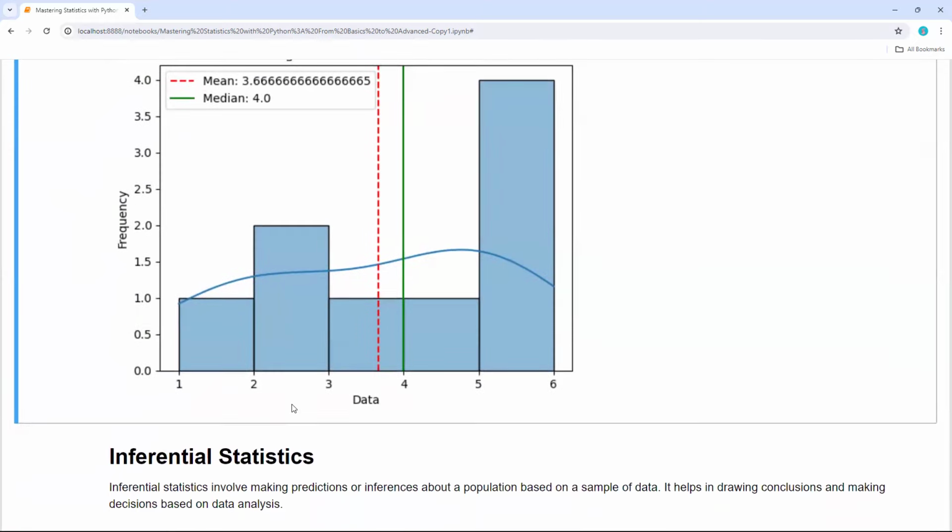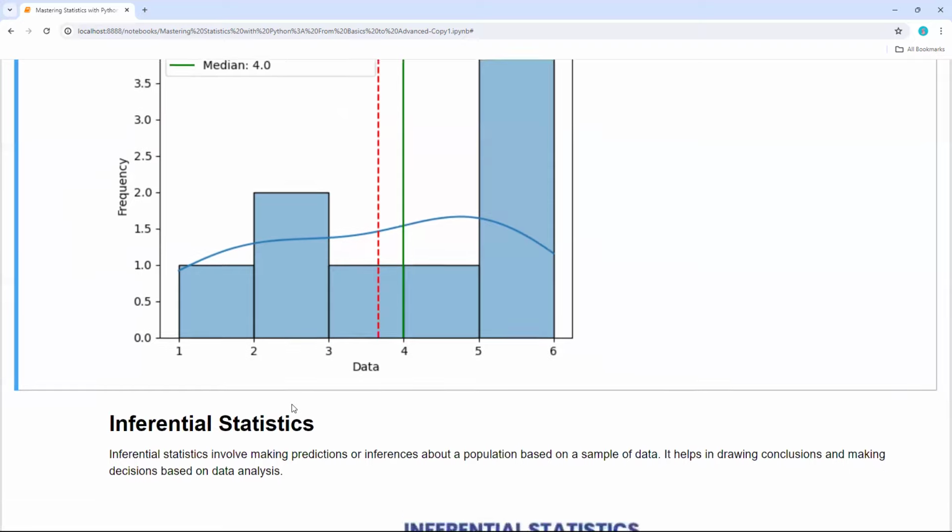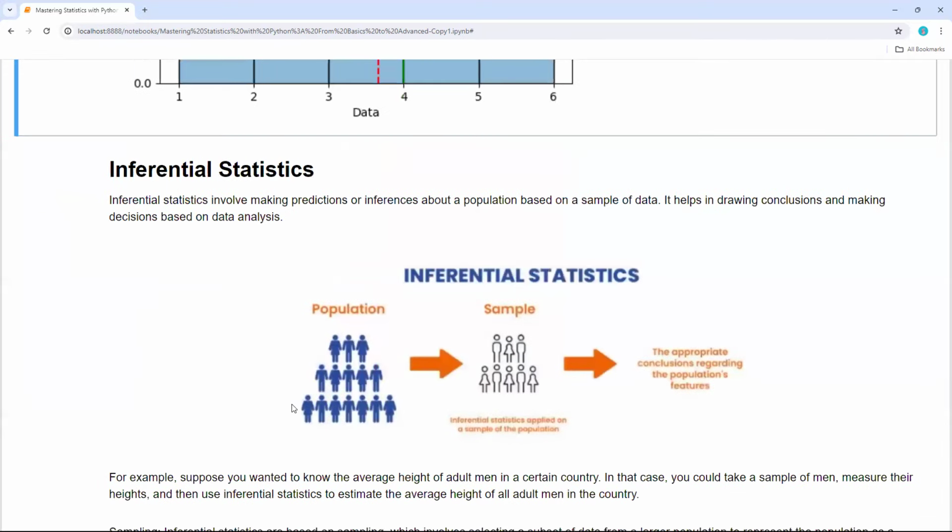So this is about descriptive statistics. It is very important whenever we are working on smaller data sets, where we need to do calculations on the entire population. Central tendencies are mean, median, and mode, and the measures of dispersion are variance, range, standard deviation, and interquartile range. So this is about descriptive statistics.